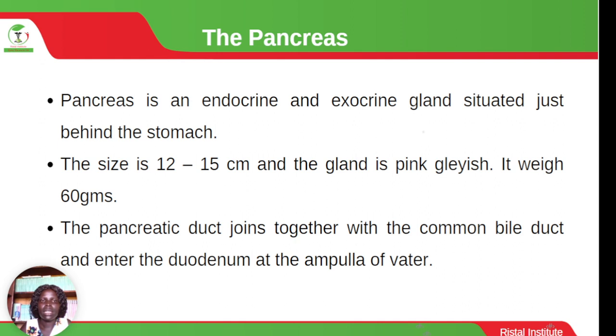The pancreas is an endocrine and exocrine gland situated just behind the stomach. The size is 12 to 15 centimeters and the gland is pink grayish. It weighs 60 grams. The pancreatic duct joins together with the common bile duct and enters the duodenum at the ampulla of Vater.